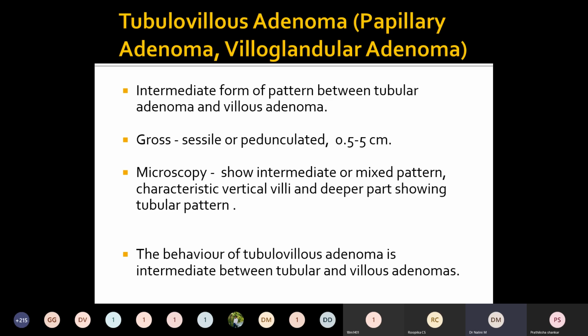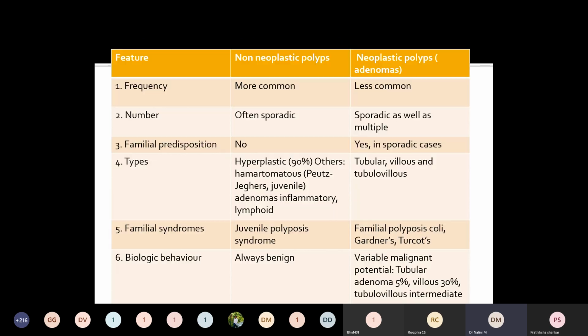Tubulovillous is something in between these two patterns. Okay, they could have tubular glands and also villous or slender papillae that could be seen, but these are smaller compared to the villous adenoma grossly. Okay, and they do have an intermediate, or most commonly we see a mixed pattern where you have vertical villi and the deeper part showing tubular glands.